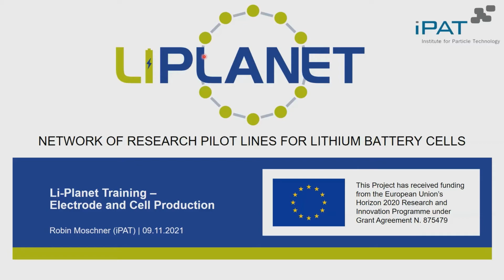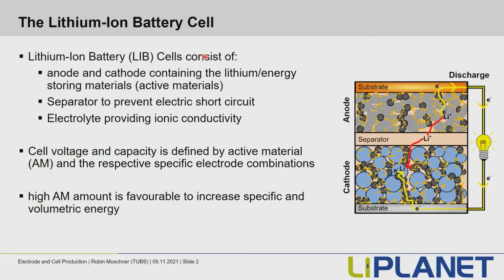So, a lithium-ion battery cell consists of two electrodes, an anode and a cathode. These electrodes contain the lithium and therefore energy storing materials. Here shown in gray on the anode side and in blue on the cathode side. Then we have the separator, which prevents the electric short circuit between those two electrodes.